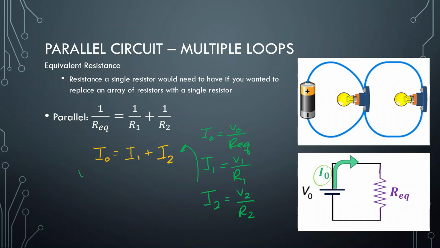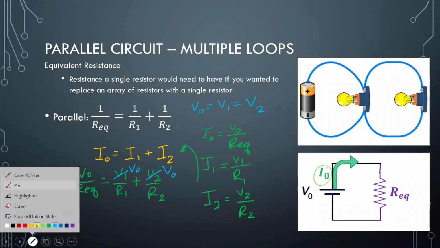So I0 is going to be V0 over Req, and that equals I1, which is V1 over R1, plus V2 over R2. Now, our big assumption here when we were in parallel was that each of these branches has the same voltage as the battery. So V1 can be replaced with V0, and V2 can also be replaced with V0.